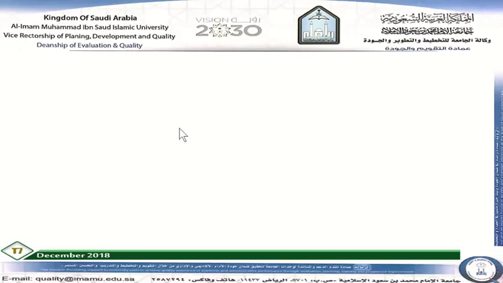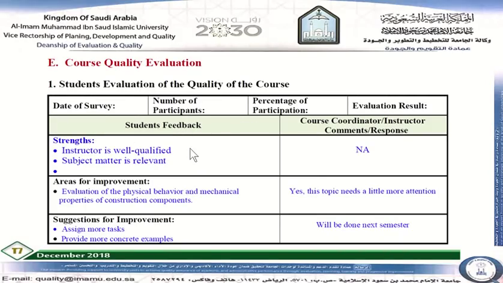As you can see here, we got the student evaluation. And in this table, we write the strengths, and we get this feedback from the students' surveys. Also from other sources, we have the areas for improvement. And also we write the suggestions for improvement depending on what we have in the surveys or the sources that we got. Here we write the course instructor's response to these comments.